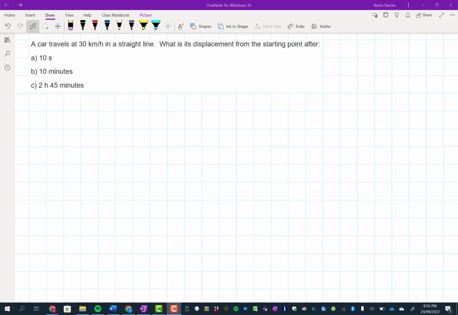Still pretty easy here. So we've got a car, it's traveling at 30 kilometers an hour in a straight line, and we want to know displacement from the starting point after 10 seconds, 10 minutes, 2 hours, and 45 minutes. So first we'll think of what the equations are. In this case, it's traveling at 30 kilometers an hour.